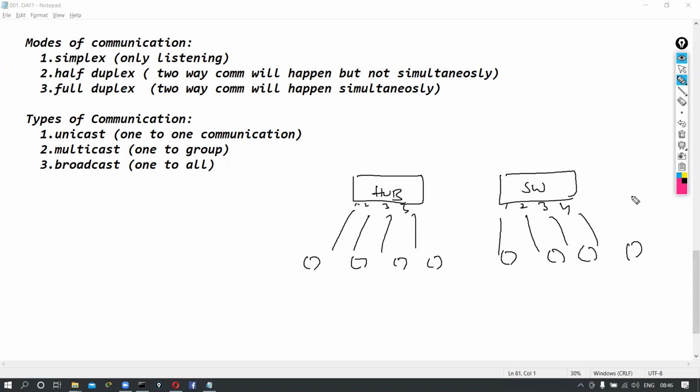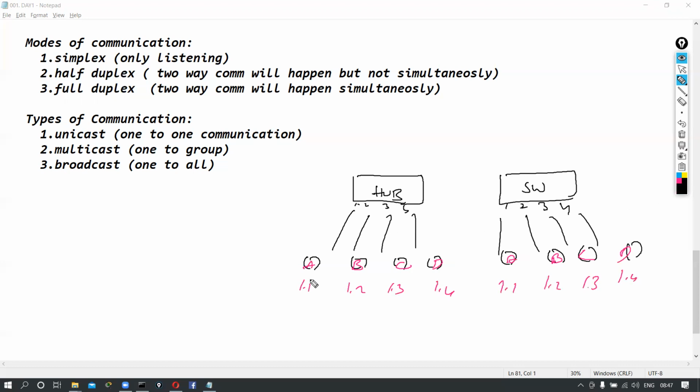Now see, here the MAC address is A, B. I'm simply writing only one letter, but actually how many characters will there be in hexadecimal? 12 hexadecimal characters will be there. A, B, C, D. The IP addresses are 1.1, 1.2, 1.3 and 1.4.